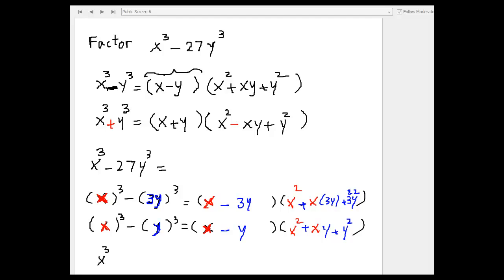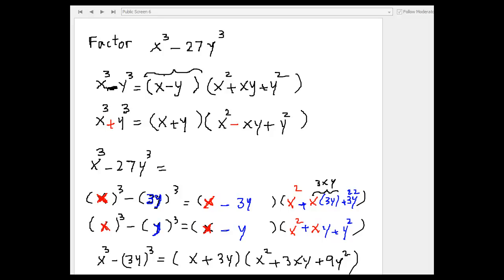So here we have it. x cubed minus 27y cubed, which is x cubed minus 3y cubed, is equal to x minus 3y times x squared plus 3xy, which is right here, plus the second term squared, which is 3 squared, 9, y squared. That's how you factor difference of cubes or sum of cubes.